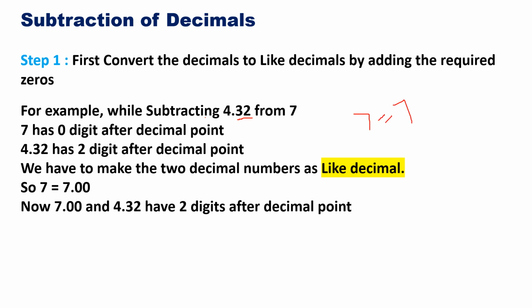this is 7 point. So here in 4.32, 2 digits are present after the decimal point. So in 7, what we'll do, 7.00. We can add 2 more zeros. Now in 7.00 there are 2 digits after the decimal point, and in 4.32, 2 digits are present after the decimal point. Now 7.00 and 4.32 have 2 digits after the decimal point. So these two decimals are like decimals.